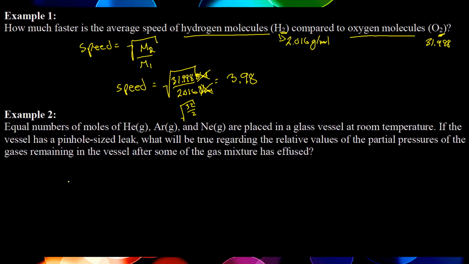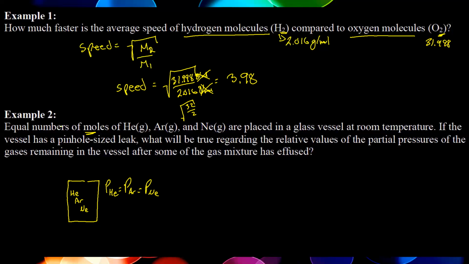Okay. So here's my glass container, tiny hole in it. Now originally I have helium gas and I have argon gas and I have neon gas because originally there's no hole in it. So they're just in there. And we're told equal number of moles. Well, with equal number of moles we have equal pressure. So the pressure of the helium is equal to the pressure of the argon is equal to the pressure of the neon because they're all at the same temperature, they're in the same container, so same volume, and we were told same moles. So the ideal gas law is going to tell us same pressure.